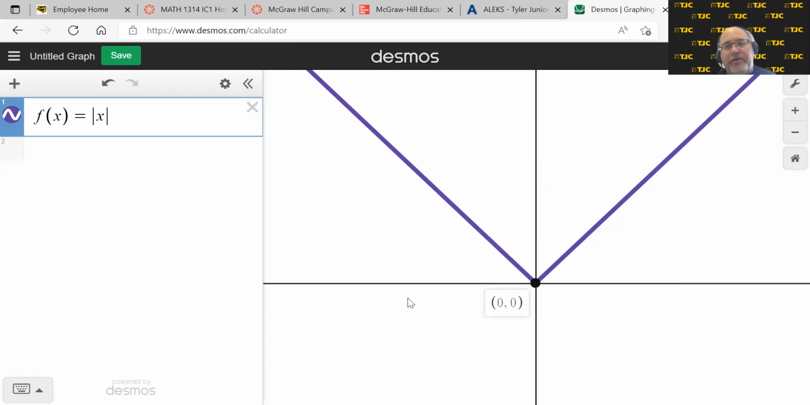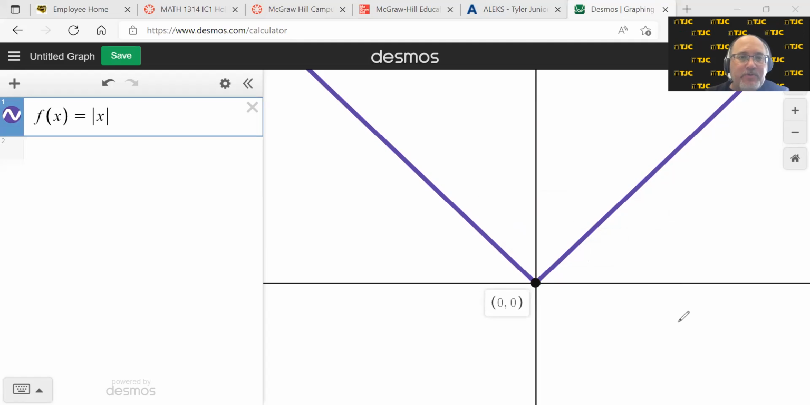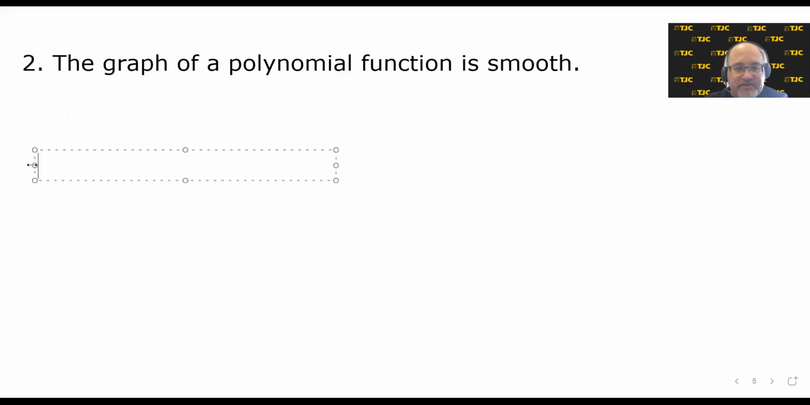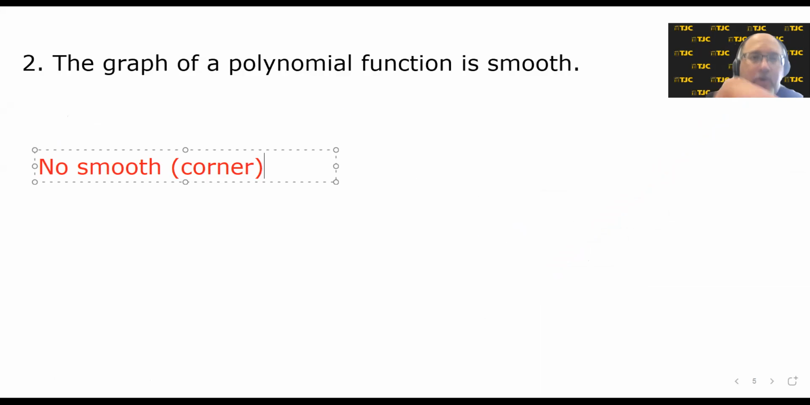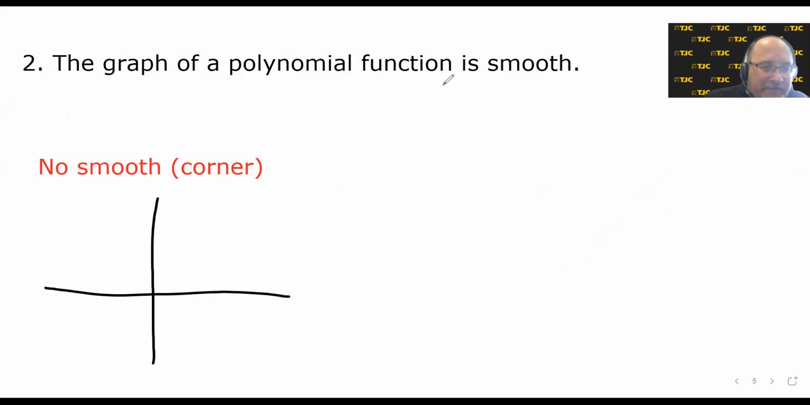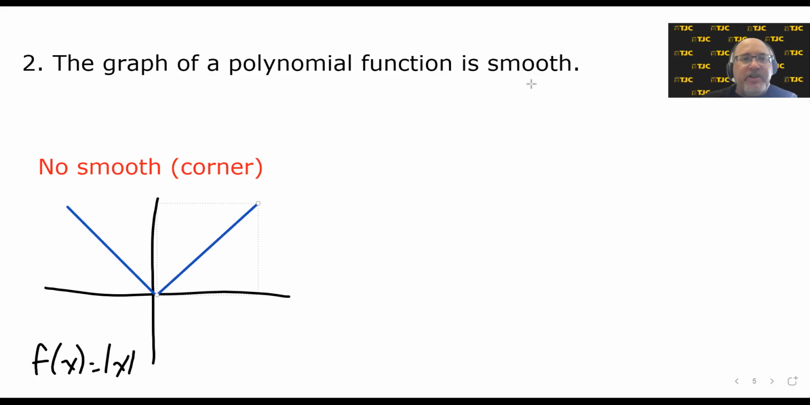So smooth means, loosely speaking, that your graph has no sharp corners. So an example of a graph that is not smooth, this is not smooth because of the corner. We'll draw it real quick to have it saved inside of the PDF of this video. If we had f of x equals the absolute value of x, we would have this V shape that looks a little something like this. But it's not smooth.